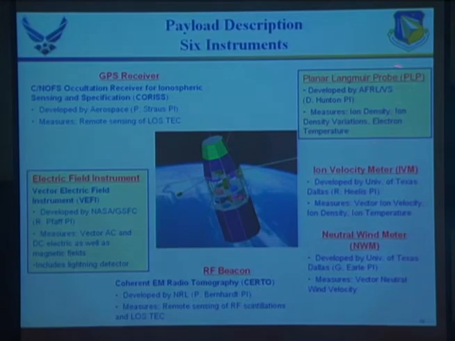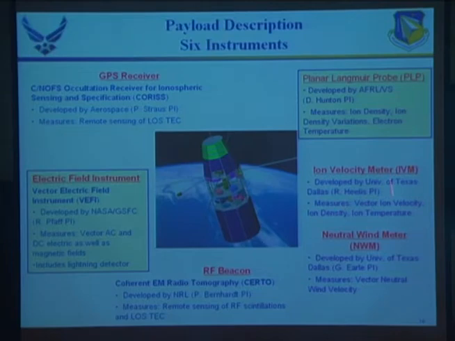Then we have a planar Langmuir probe. This is an AFRL instrument. Now it's Patrick Ruddy, I should have changed that name, is the PI. And we measure from it the ion density. And most importantly, we measure the small variations in ion density, and we measure the electron temperature.